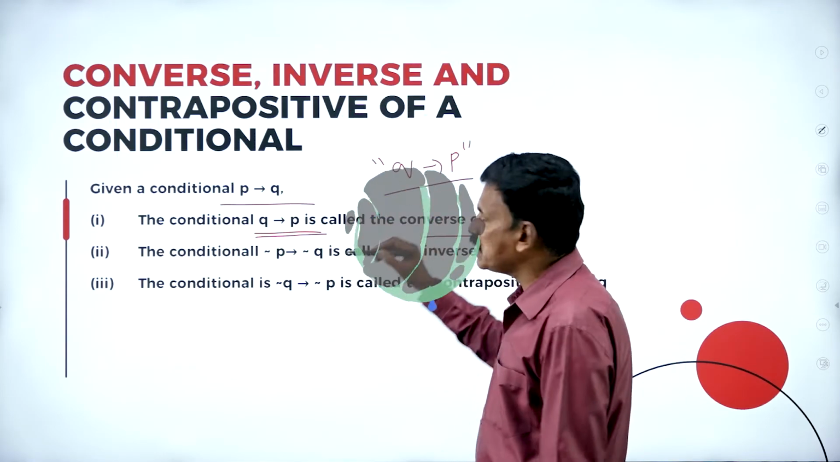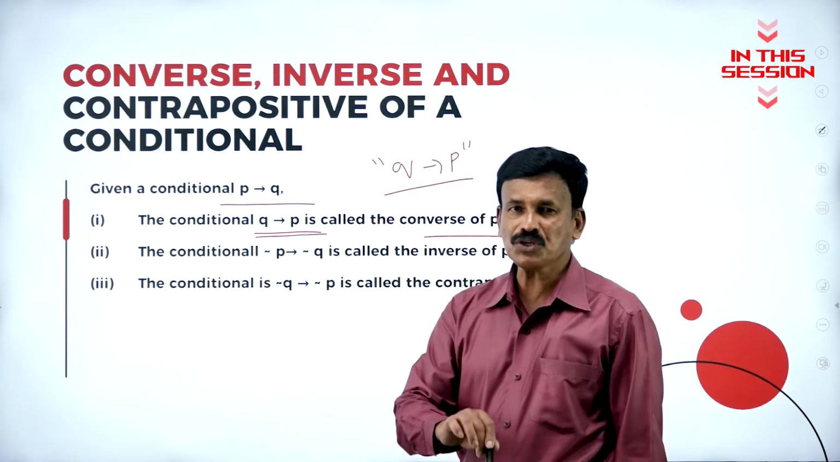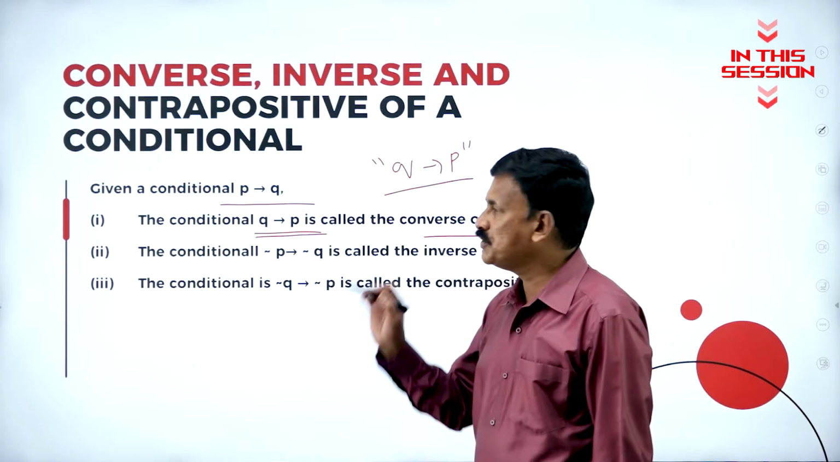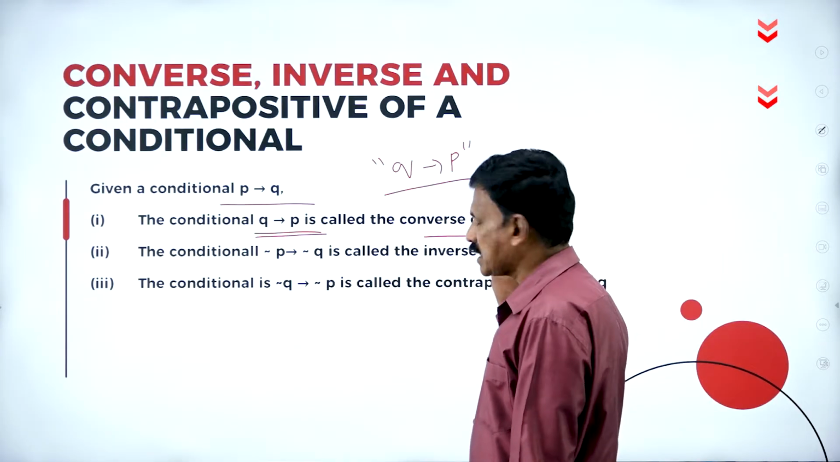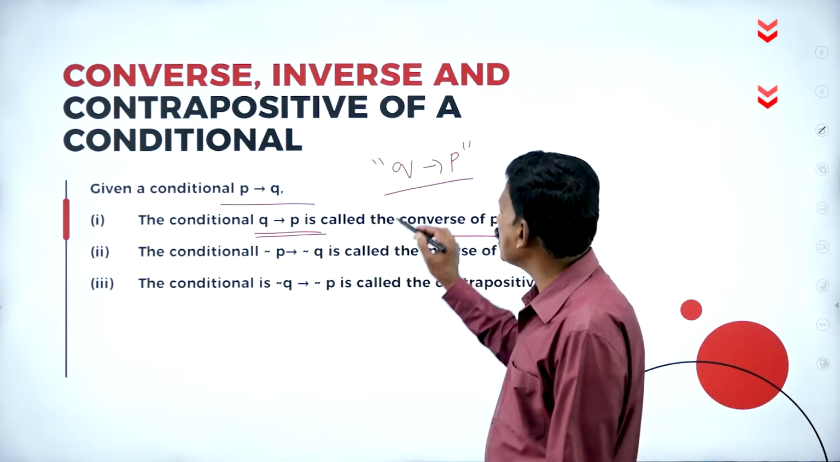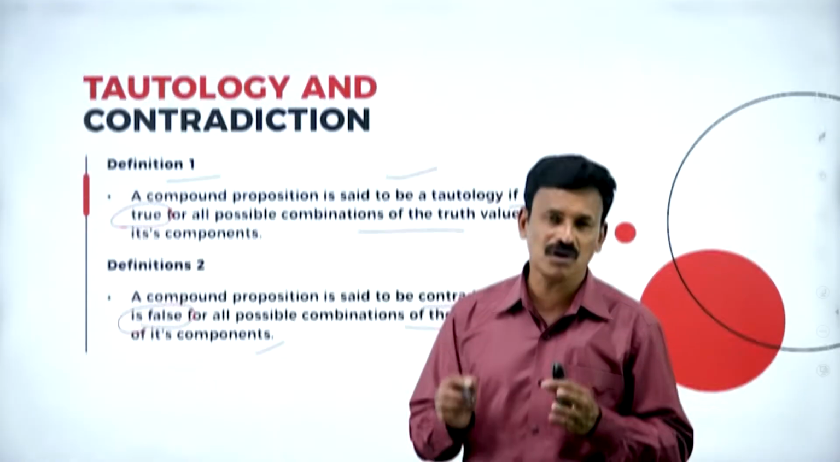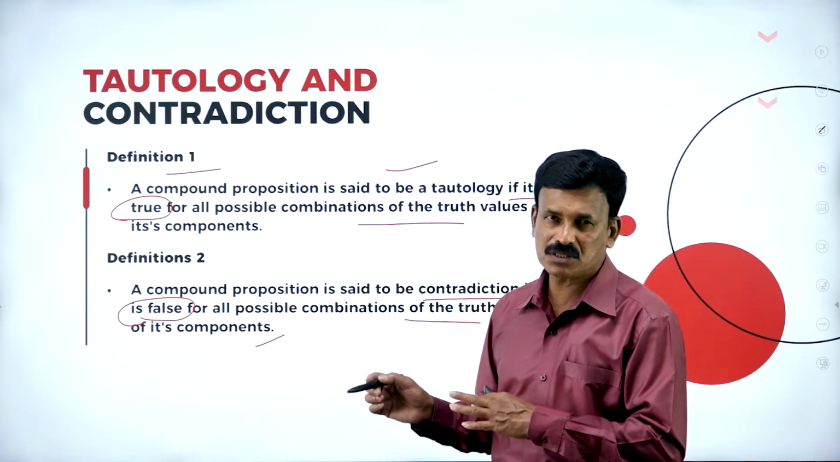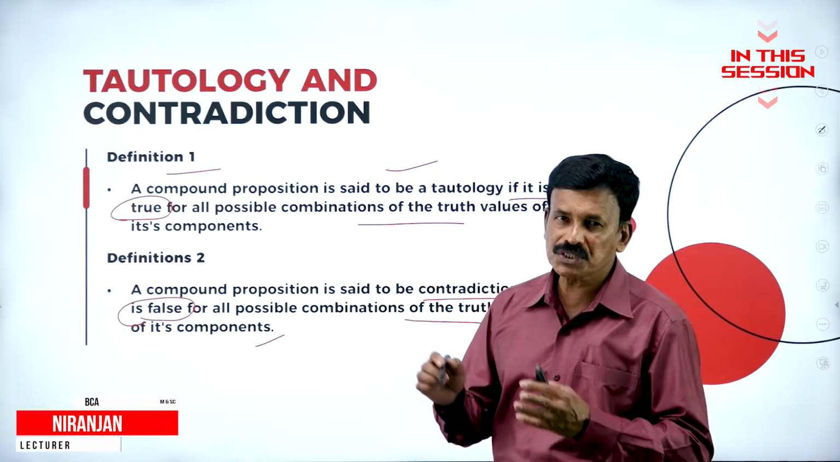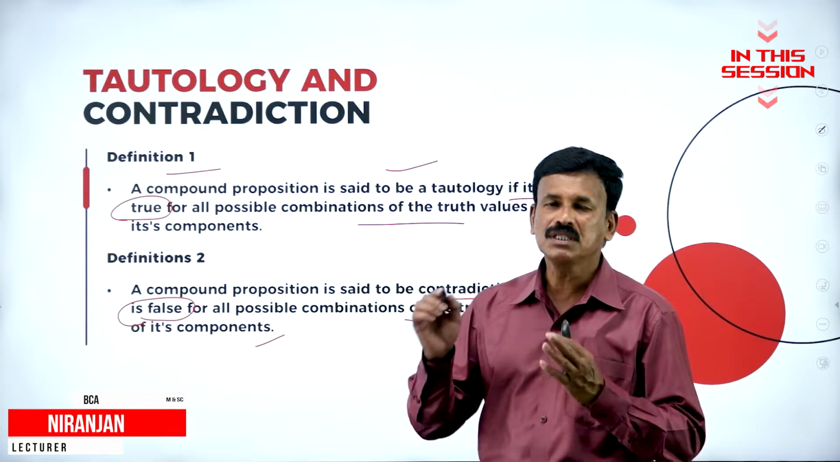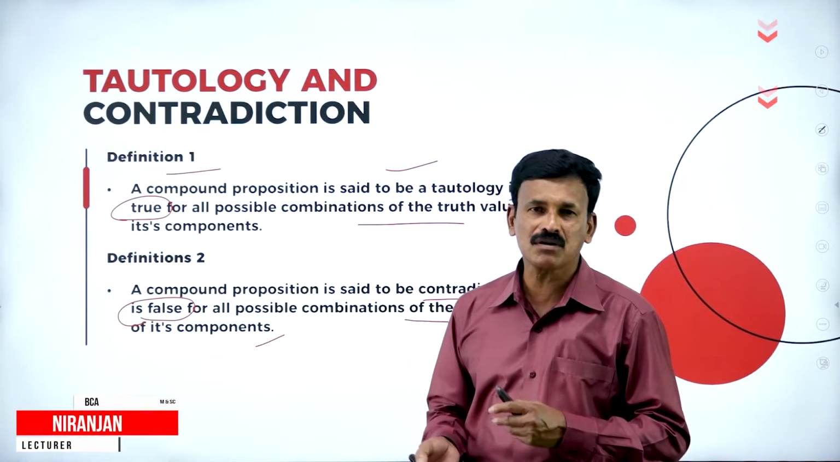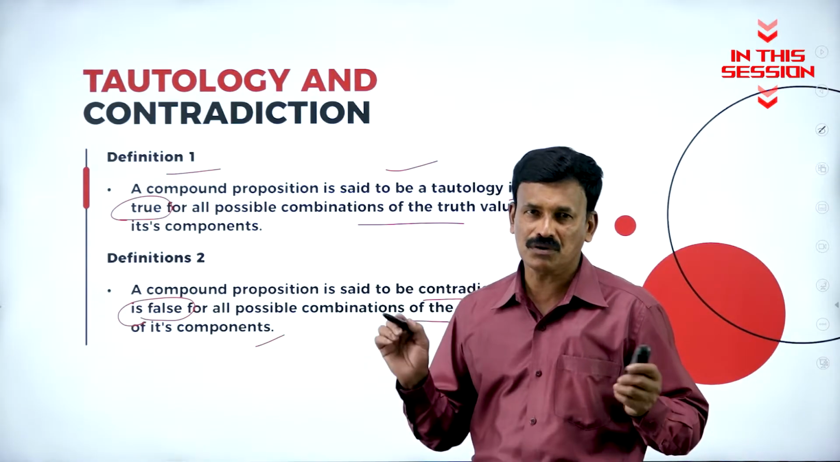The converse of P conditional to Q is Q conditional to P. If P, then Q is the conditional, whereas the converse is nothing but if Q, then P. If all the combinations are true, it is a tautology. If all the combinations are false, it is a contradiction. If we get both true and false, then it is called neither tautology nor contradiction.